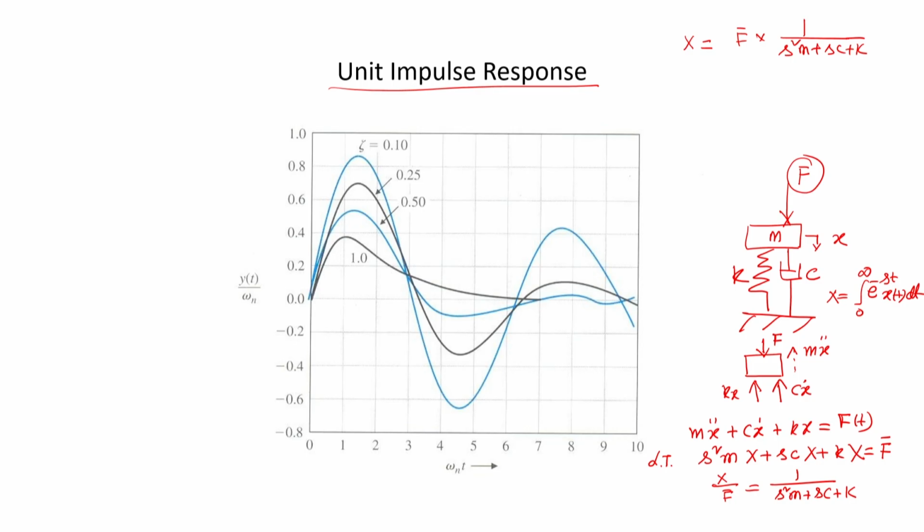Let us say that f of t is an impulse function, something like I just hit the system for a fraction of a second. That means something like this f of t. At t equals t 0, I simply give an impulse and then it becomes 0. So, the response of the second order system with respect to this impulse force is what we are plotting here.